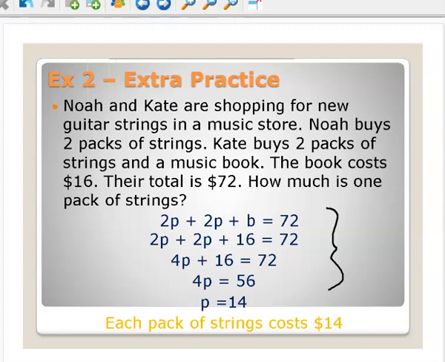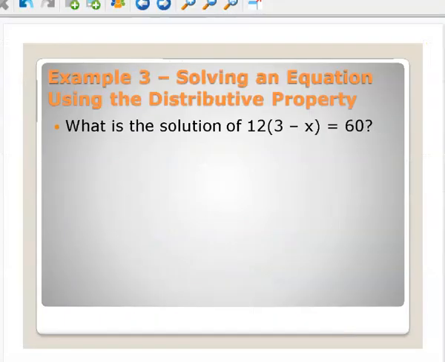Okay, let's go on to the next part of this, which is solving an equation with the distributive property. This is still considered a multi-step equation. So we want to find what is the solution for 12 times (3 minus x) equals 60. Okay, so on this one I'm going to show you kind of the standard way of doing this problem, and later in the next week or so I'll show you what may be a little bit different way.